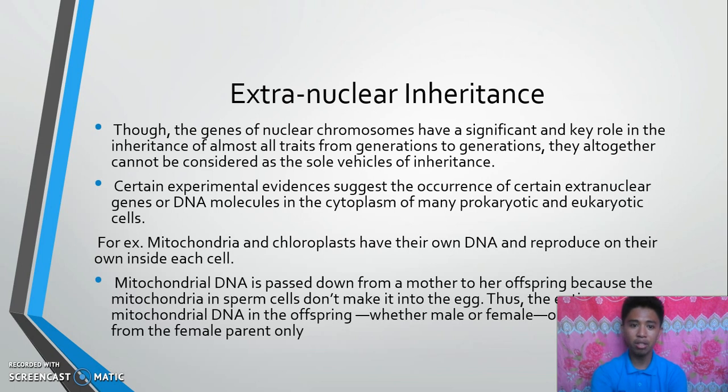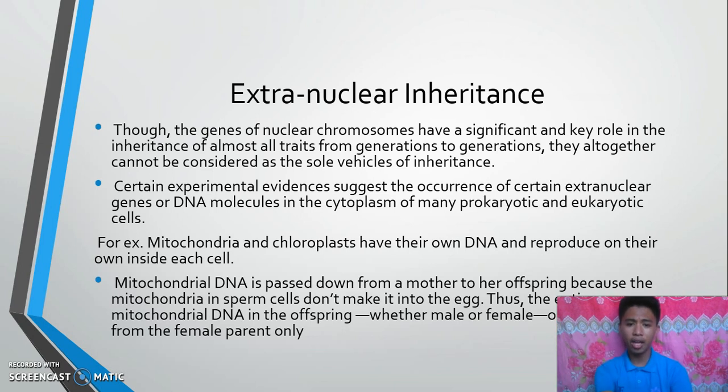Extranuclear inheritance. Although the genes of nuclear chromosomes play the key role in the inheritance of traits from generation to generation, they are not considered the sole vehicle of inheritance. Certainly, experimental evidence suggests the occurrence of certain extranuclear genes, DNA molecules in the cytoplasm of many prokaryotic and eukaryotic cells. For example, mitochondria and chloroplasts have their own DNA and reproduce on their own inside each cell.